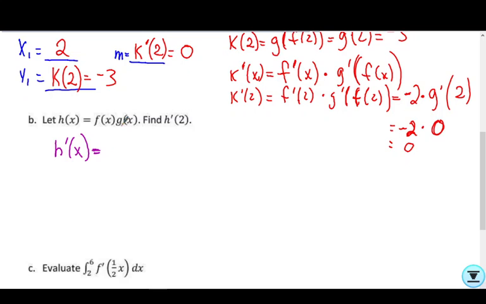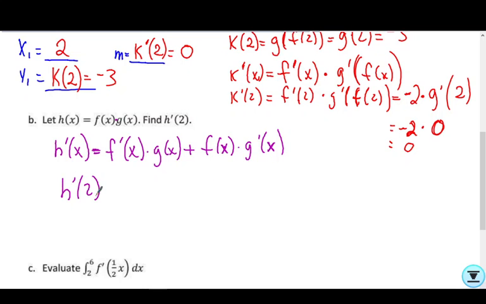So the derivative of f of x times g of x. I have a function times a function, which means I have to do product rule. So f prime of x times g of x plus f of x times g prime of x. So there's my derivative. Now evaluate h prime at 2. So that's f prime at 2 times g at 2 plus f at 2 times g prime at 2.